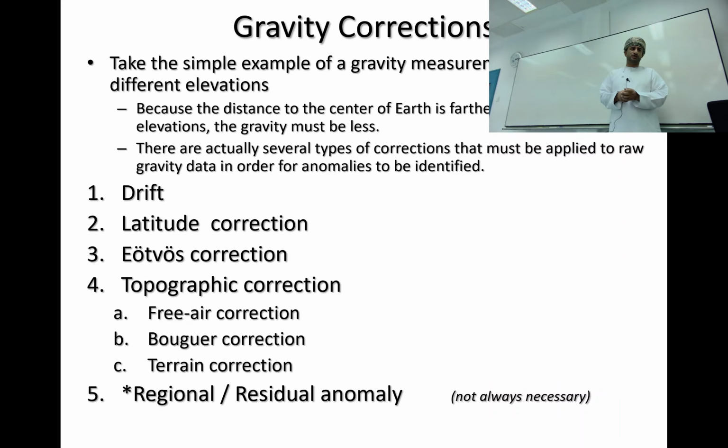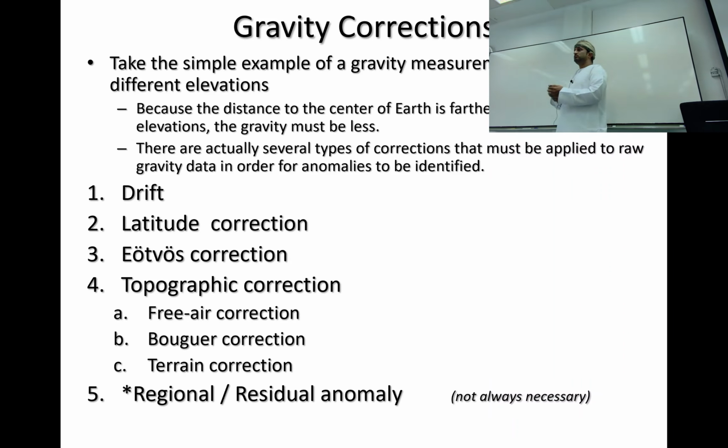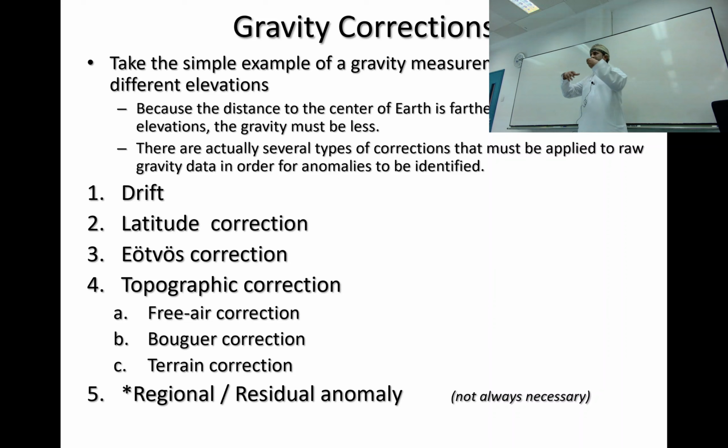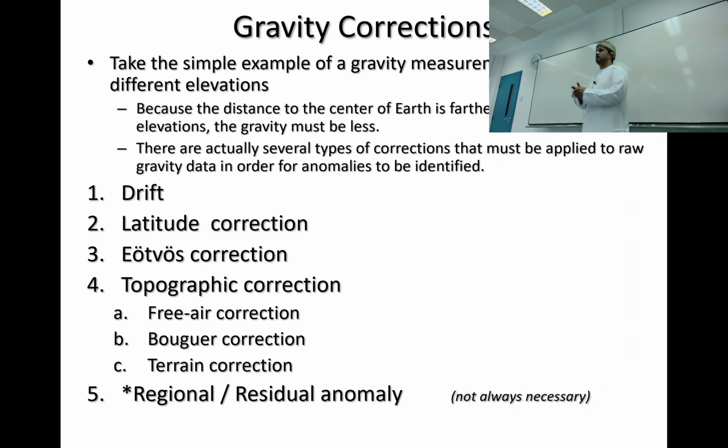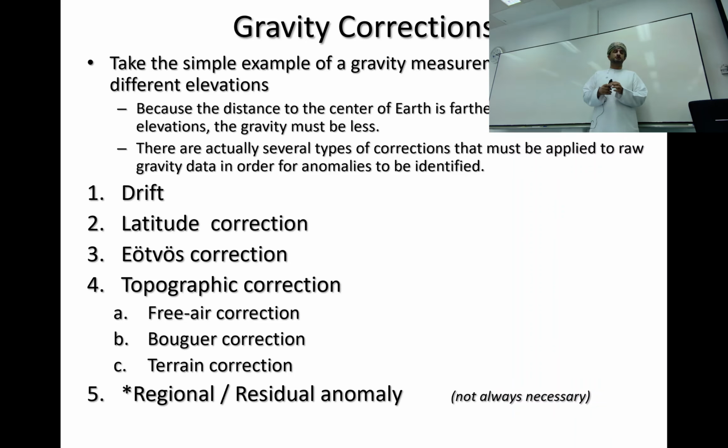Then comes the Eötvös correction. Eötvös correction is not a necessary correction. It's done whenever I'm taking measurements while in a moving vehicle, whether it's a car, a drone, an airplane, or even a ship. Topographic correction is another correction.